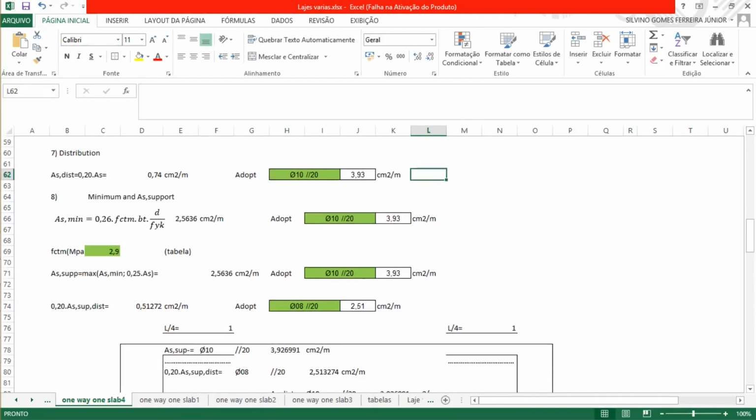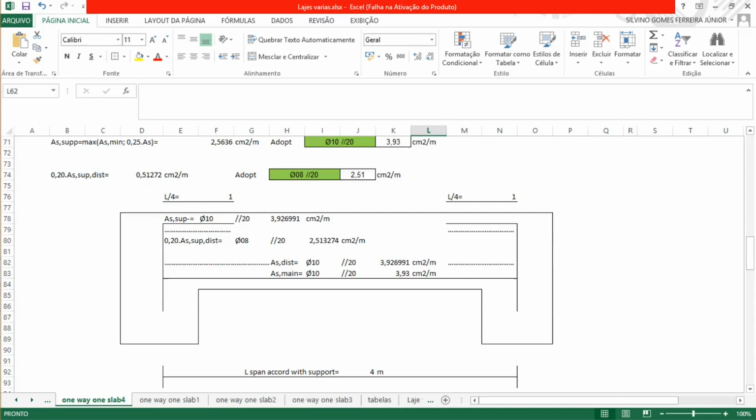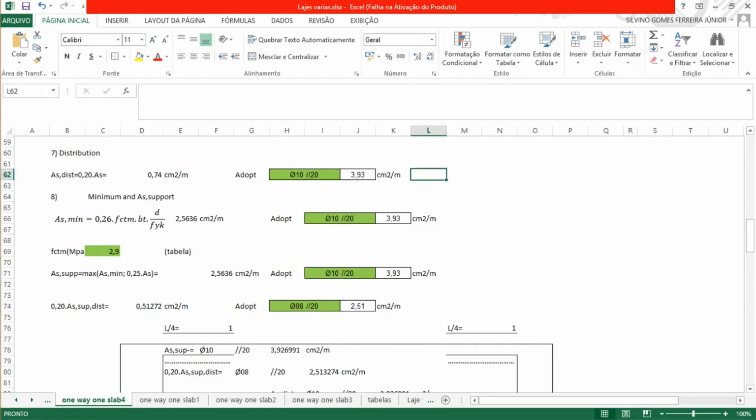Okay, so now since it is like this, we can get cracks on the supports. So for that we calculate some reinforcement on the support, and this is given by an equation that will be the maximum between the minimum reinforcement that we already calculated or 25% of the main reinforcement steel. So whatever is the maximum, that's what we're gonna use.